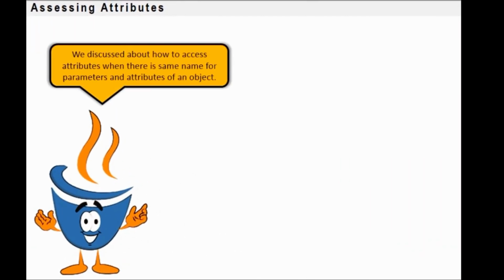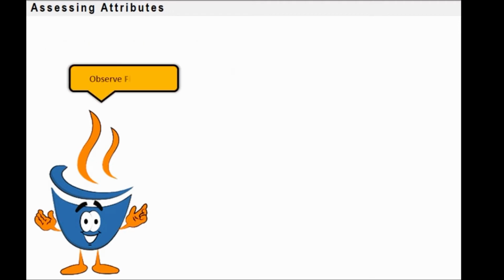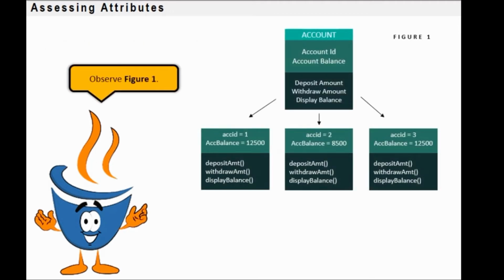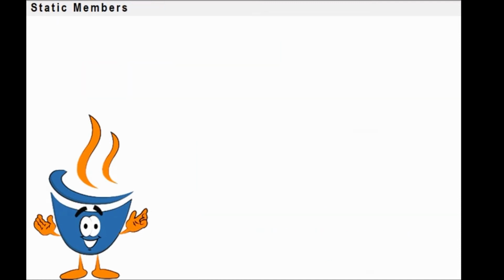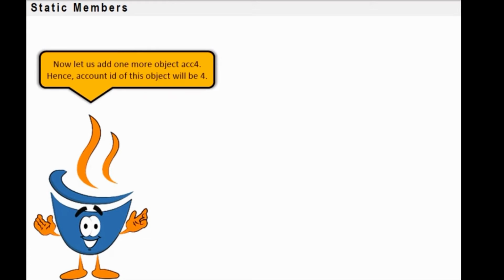We discussed how to access attributes when there is same name for parameters and attributes of an object. Now, observe figure 1. We can see that the account ID is a sequential 1-digit number for all 3 different account objects, that is, account1 object possesses ID 1, account2 object possesses ID 2, and account3 object possesses ID 3. Now let us add one more object, account 4. Hence, the account ID of this object will be 4.